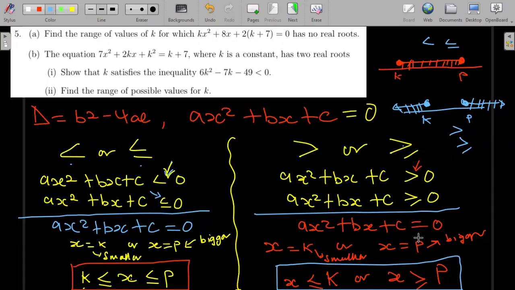Can you kindly repeat the part where you say x equals to k is smaller or x equals to k is bigger? How do you determine that? Sorry, I didn't get you. What are you saying?